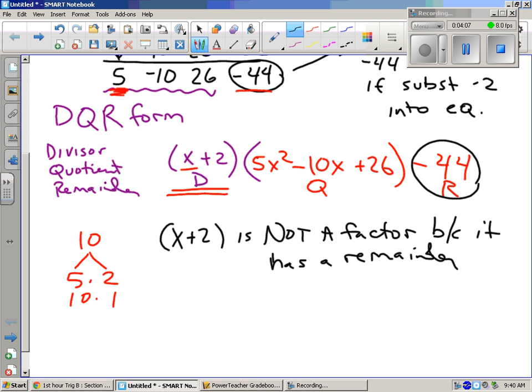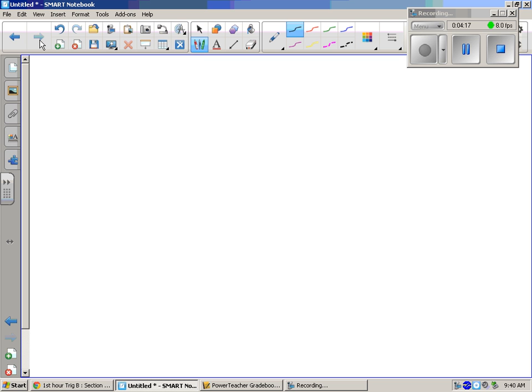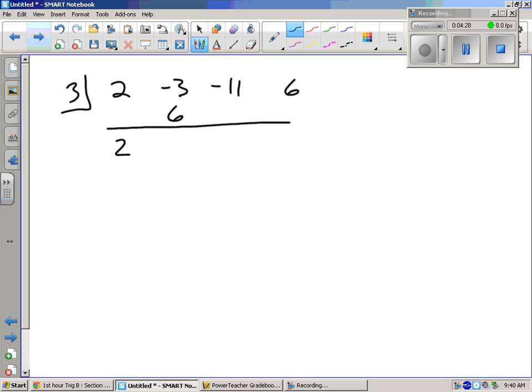So if you ever come out to where you get 0 for the remainder, then you can say, yes, it is a factor. So let's try one and see what we can come up with. So I'm going to have 3 in the press box, and I have 2, -3, -11, and 6. So I'm going to bring down the 2, multiply, I get 6. Add, I get 3, multiply, I get 9. Add, I get -2, multiply, I get -6, and there we go. So there's no remainder. So what we can say is, now this was x minus 3, because it's opposite when you put it in the press box.